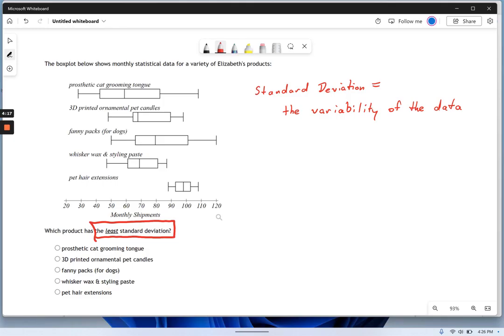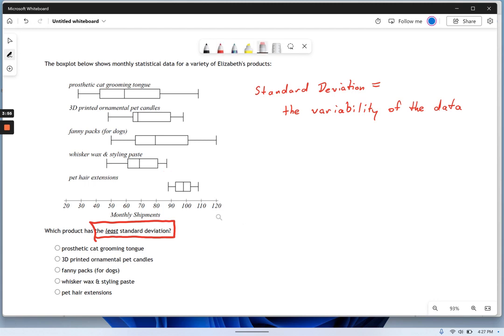Something with a small standard deviation is something that is not variable. It's predictable. It's very consistent. So what we're looking for here is something whose data is very tight and not spread out. And you can see that right here. It sticks out like a sore thumb. Pet hair extensions would be the smallest standard deviation.